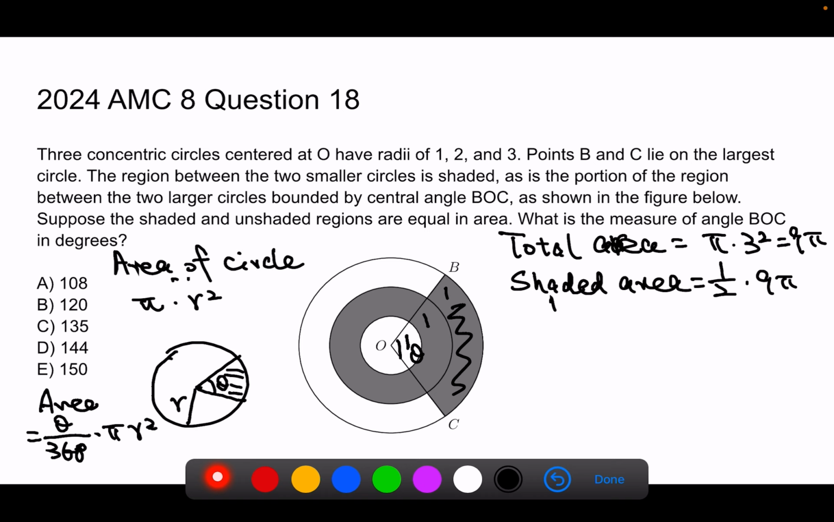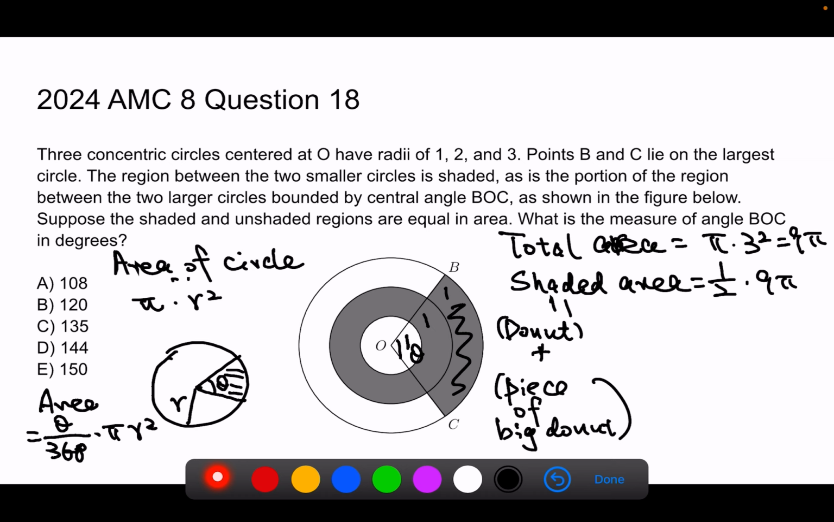Shaded area is equal to, well, I'm going to call this the donut part plus a piece of baked donut. Just to make it easy to understand. You can call it anything you want. You can just call it 1 and 2.